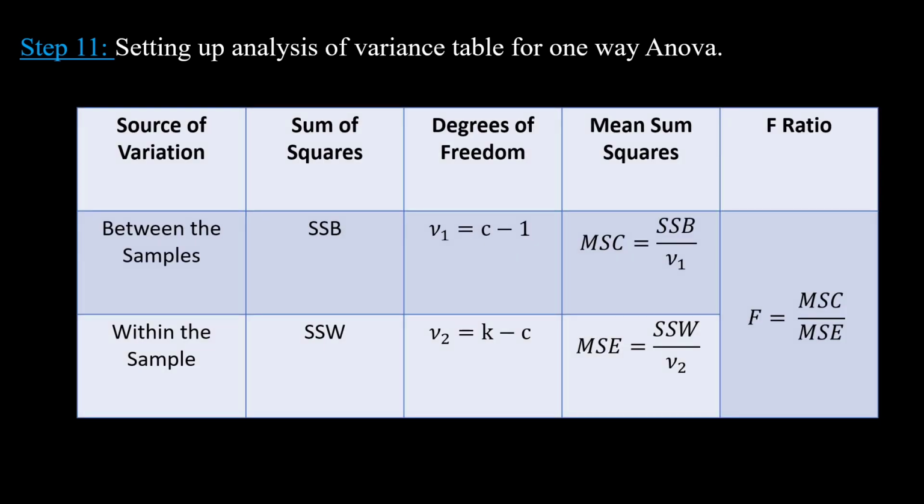Next, after checking this, we have to set up the analysis of variance table for one-way ANOVA. This is the analysis of variance table: source of variation, sum of squares, degrees of freedom, mean sum of squares, and F ratio. The source of variation between the samples is SSB and within the samples is SSW. Degrees of freedom for SSB is nu1 and for SSW is nu2. Mean sum of squares is MSC and MSE. Whatever we calculated in the previous steps, we just tabulate in this form: MSC is SSB by nu1, MSE is SSW by nu2, then F is MSC by MSE.